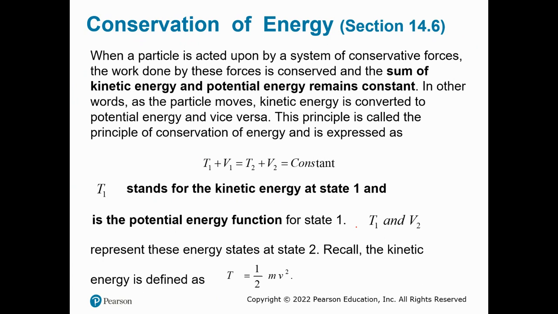When a particle is acted upon by a system of conservative forces, the work done by these forces is conserved and the sum of kinetic energy and potential energy remains constant. In other words, as the particle moves, kinetic energy is converted into potential energy, and potential energy can be converted into kinetic energy as well. This principle is called the principle of conservation of energy, and we write it as T1 plus V1 equals T2 plus V2. T1 and V1 represent the kinetic energy and potential energy function of state 1, and T2 and V2 represent these energy states as state 2. Recall that the kinetic energy is defined as 1/2 mv squared.